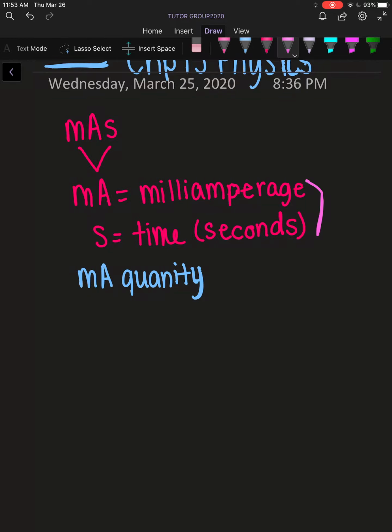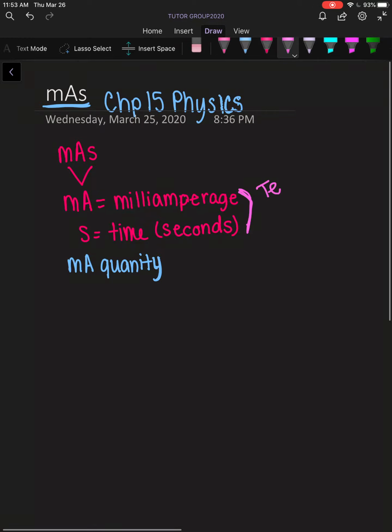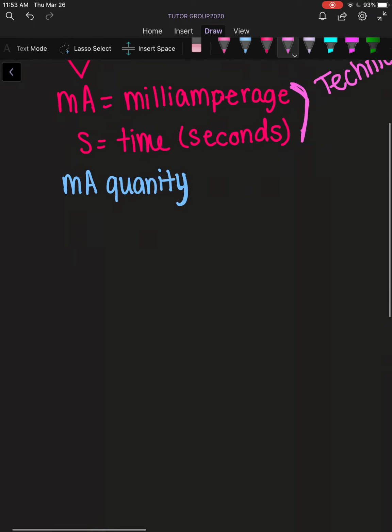Also, I want you to remember that mA is a technical factor. This is something we set at the control panel, and it's not a geometrical factor or anything like that, like what we have talked about in the other videos.